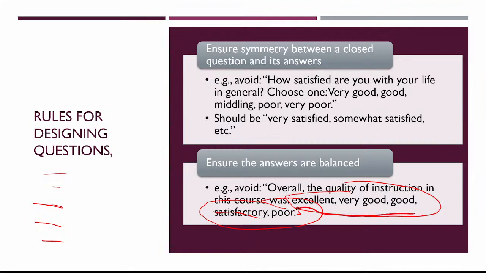Excellent, very good, good, and satisfactory are all somewhat positive, whereas the only one that's bad is poor. You wouldn't want that, because then anyone who was kind of unsatisfied would just put poor, and so you'd have a bunch of really negative answers, but you're also tilting the scale, where people are more likely to go in that positive direction because there's just more options.